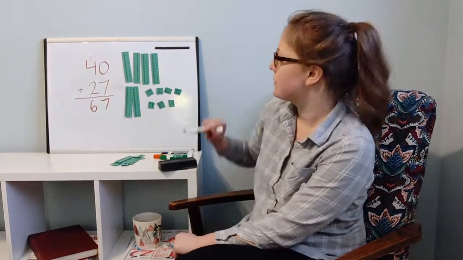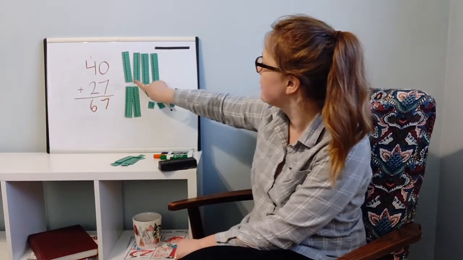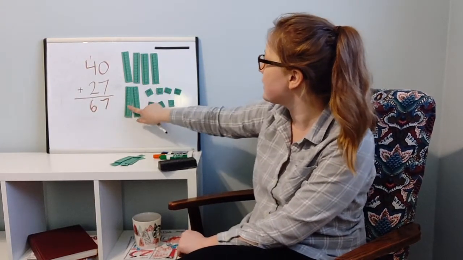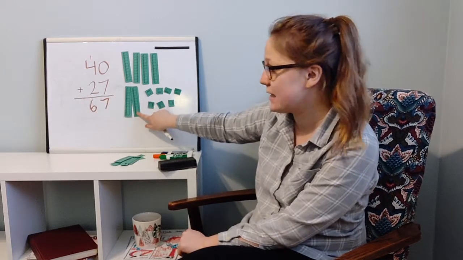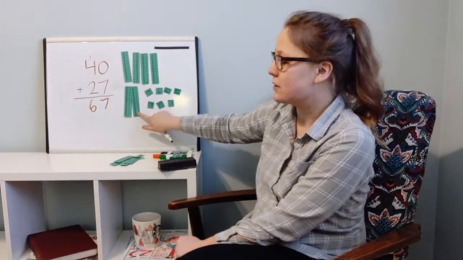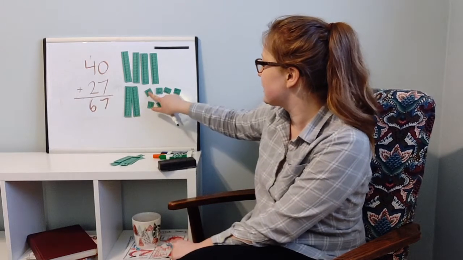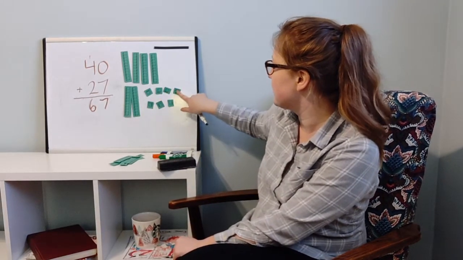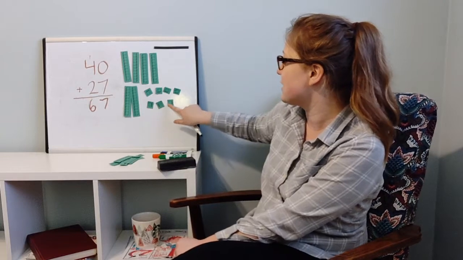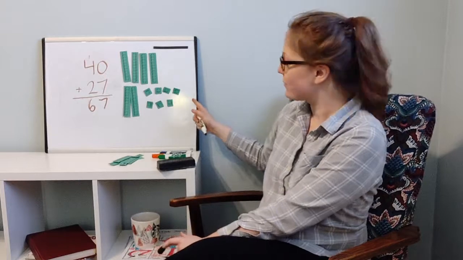So let's count now our numbers and see if we have 67 with our base 10 blocks. Remember, when we're counting them, we start with the tens. So let's count together. 10, 20, 30, 40, 50, 60. Now we're counting our ones. We count up by 1. 60, 61, 62, 63, 64, 65, 66, 67. So we have our answer right. We know it's right for sure because we checked with our base 10 blocks.